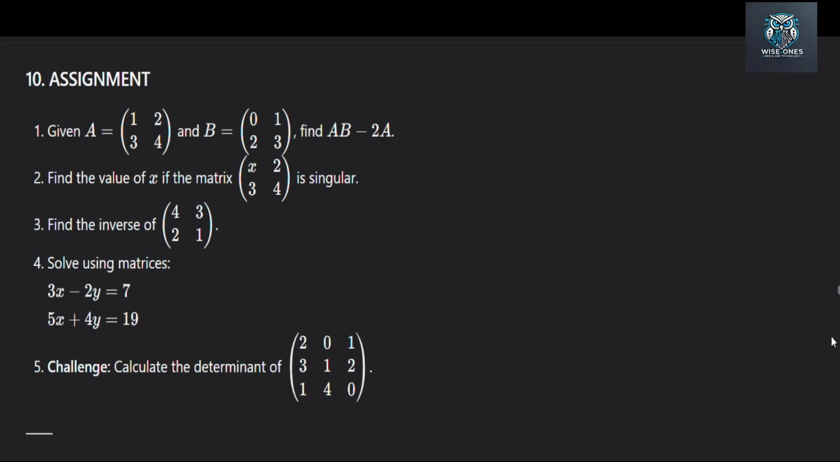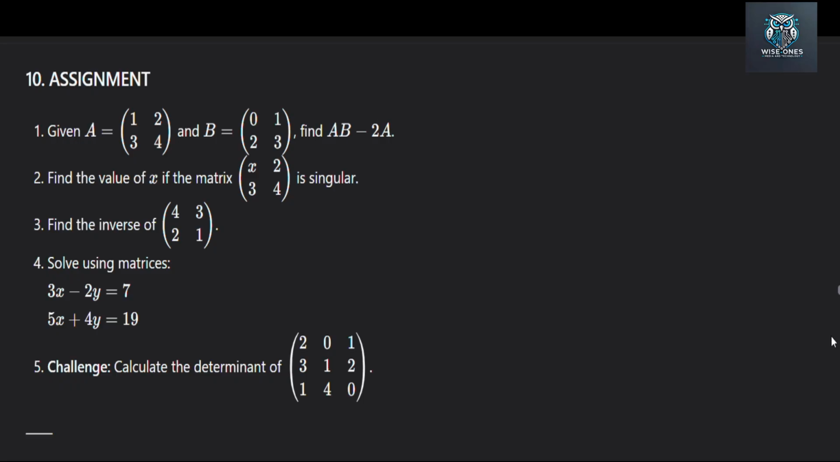Question 4. Solve using matrices. 3x minus 2y equals 7. 5x plus 4y equals 19. Question 5 is a challenge. Calculate the determinant of a 3 by 3 matrix. First row, 2, 0, 1. Second row, 3, 1, 2. Third row, 1, 4, 0.